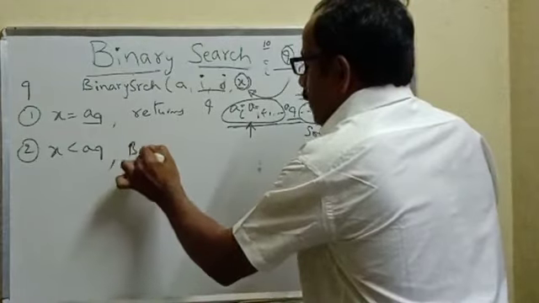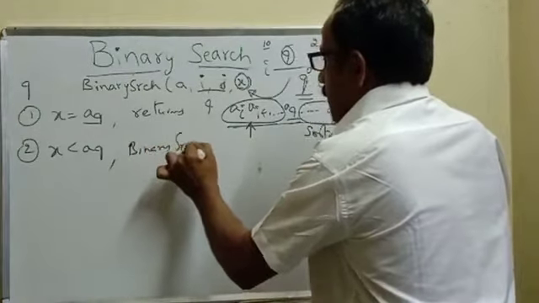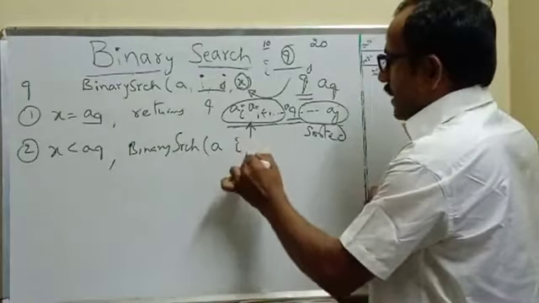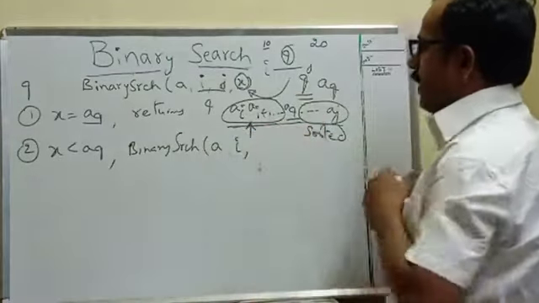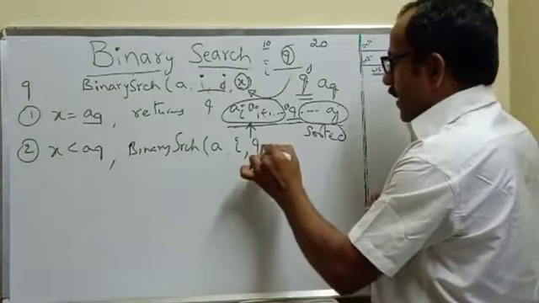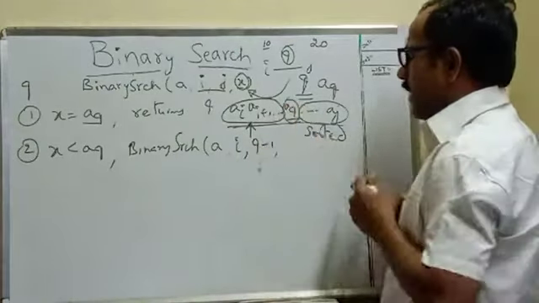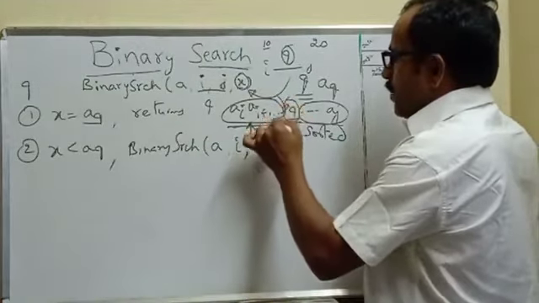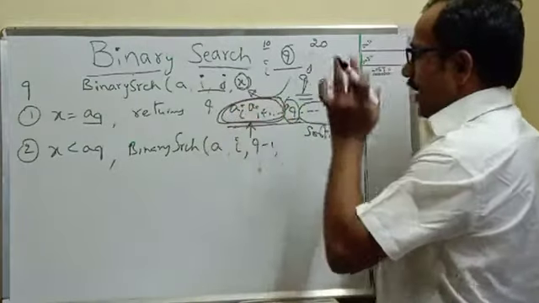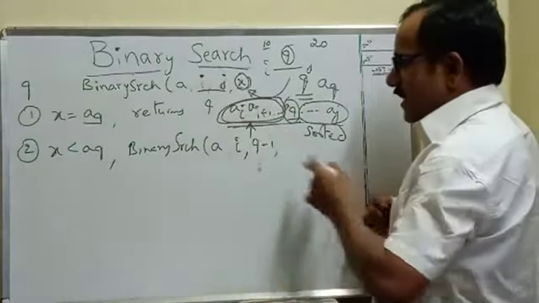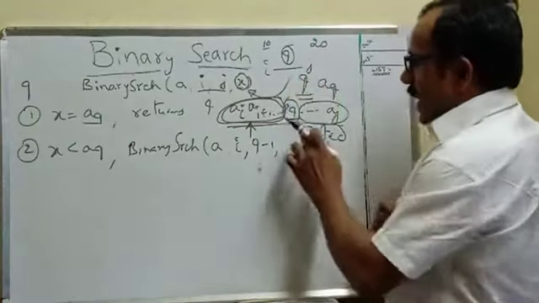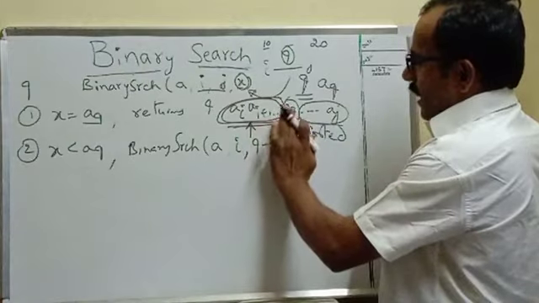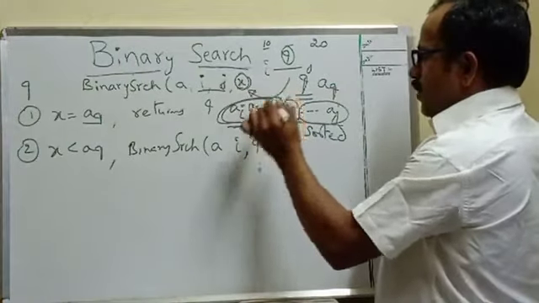Then the binary search procedure becomes: the array is a. The low location number we are not disturbing, because we are going to select only this sub array. What is the high location number? It is q minus 1, because we have already compared x with aq and found that x is less than aq. Then there is a possibility of finding that element in this part of the array. The low location number is i only, but the high location number is q minus 1, because one element is left out. So up to this portion we need to consider.